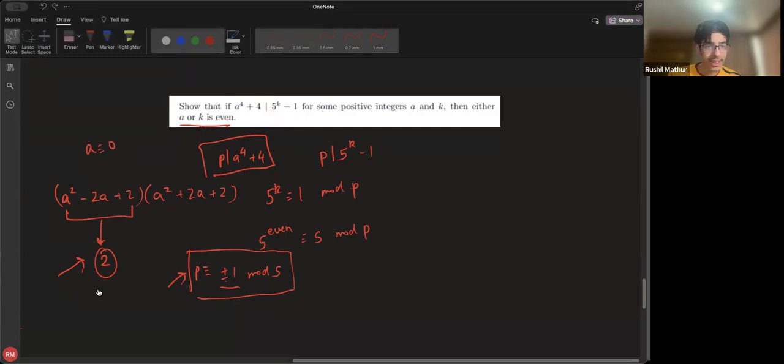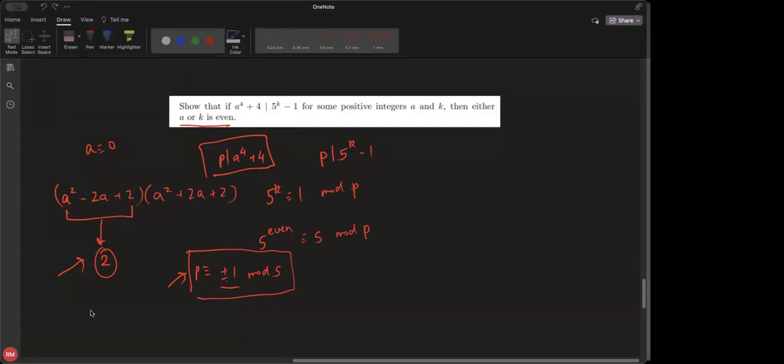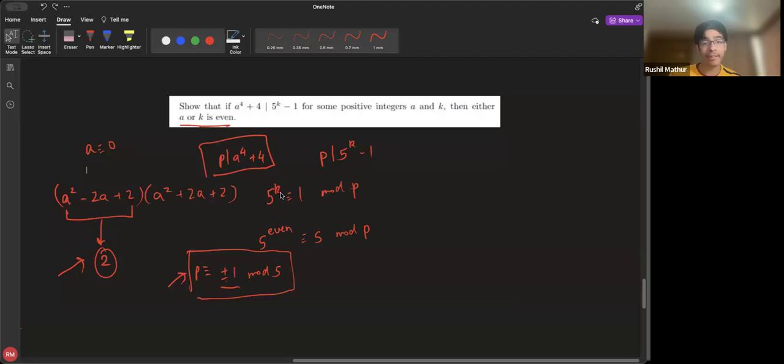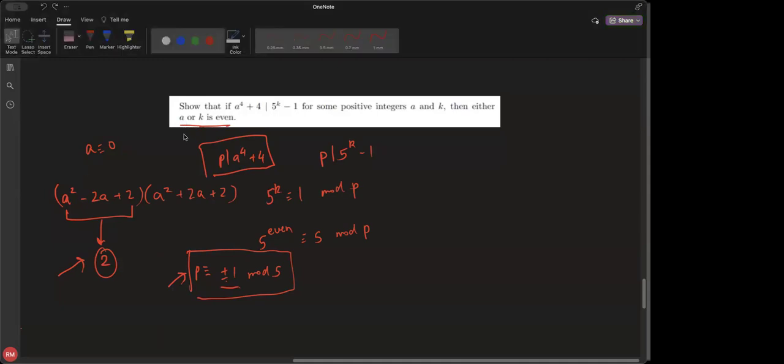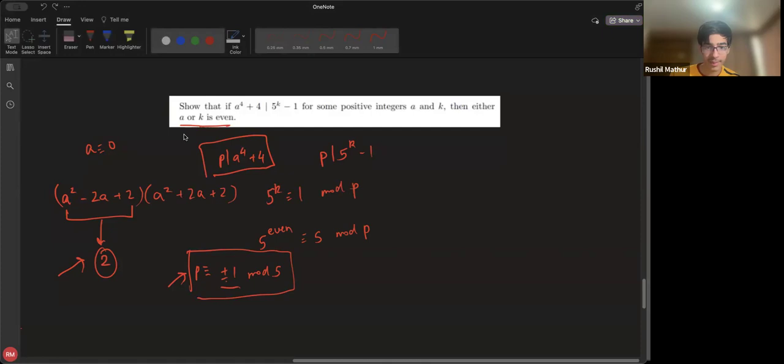Didn't we use K's odd to get 5 as a quadratic residue? Yeah, we used K is odd for sure. The question we were confused about is whether A needs to be odd or something. Okay, like that's what we apparently didn't use anywhere. Yeah, I don't think we need to use it.